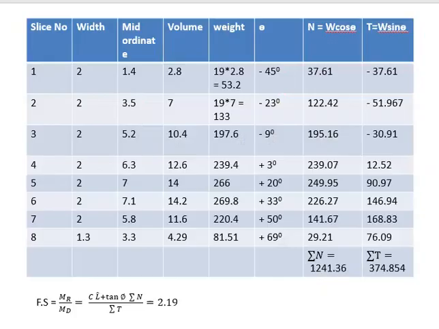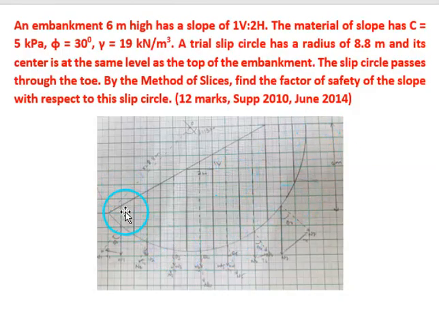Then we have to prepare a tabular column like this. So we have to divide the sliding soil mass into n number of slices. So here each slice is taken as 2 centimeter. The last one is a little smaller. It may be little smaller or it may be little bigger. Then for each slice we have to draw the center lines, and we have to represent the weights of slices as W1, W2, W3, etc.